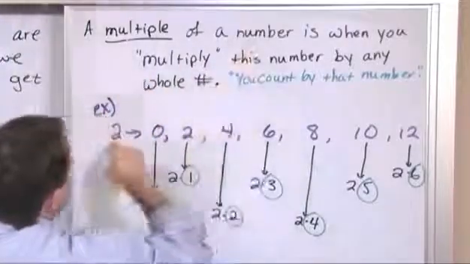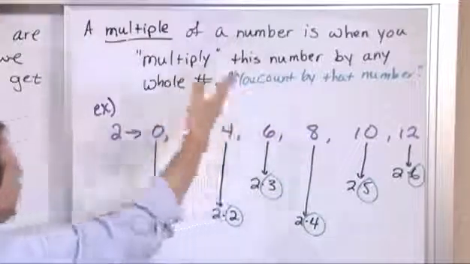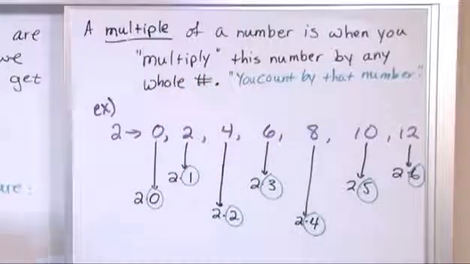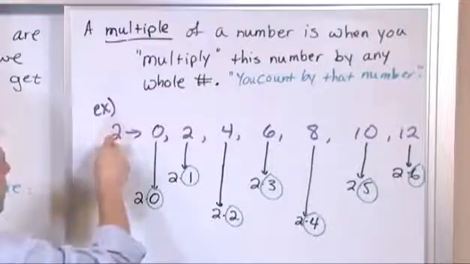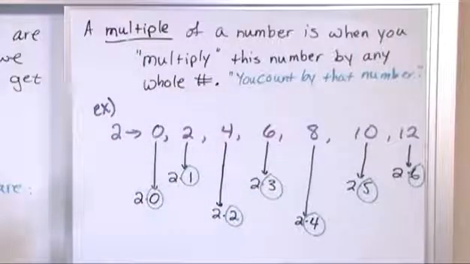A multiple of a number, this number, is when you multiply this number, this guy, by any whole number. It's kind of a hard to read definition, but basically you take the base number, you multiply it by something, and then you're getting a new multiple. So that's basically what it is.